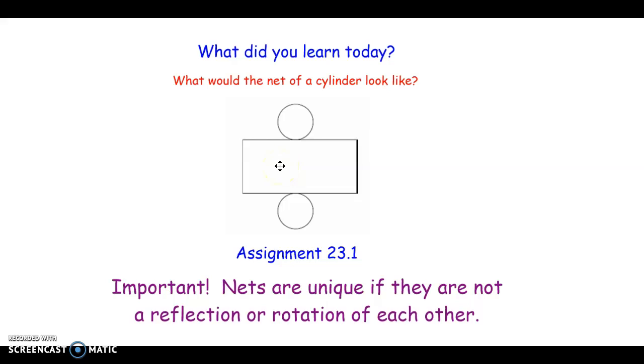which is a rectangle. So don't forget, nets are only considered unique if they are not a reflection or rotation of one another. So that's just something to note there.